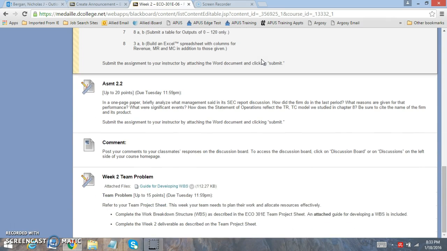And then in assignment 2.2, you're going to briefly analyze what management said in its SEC report discussion. What did the firm do in the last period? What are some of the reasons they're giving for this? What are some of the significant events in the economy that happened? I would recommend using subheadings in your work, because I think that will make it much easier to define what we're looking at.